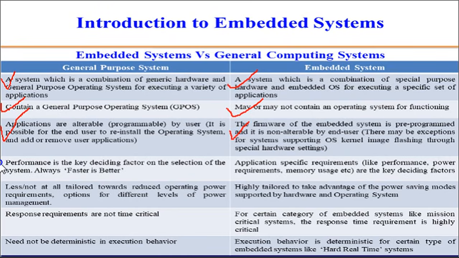Next, coming to the fourth difference. Whenever you need to purchase a general purpose system, you will mostly be looking at performance for choosing it, or we can say for selection of the system. Always the faster is the better one. So faster means the performance point we will be looking into. That means for a desktop or a laptop, we will always check the performance before purchasing it.